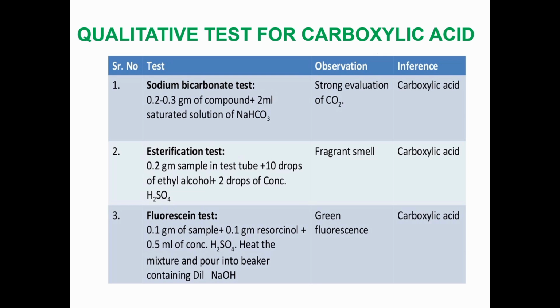Next is fragrance smell. When an unknown sample is added to alcohol and drops of concentrated sulfuric acid, when there is a fragrance smell, it is evidence that an ester is formed, meaning the compound is a carboxylic acid. Next method is using fluorescence test. The presence of green fluorescence is a confirmation that the unknown sample is an acid.